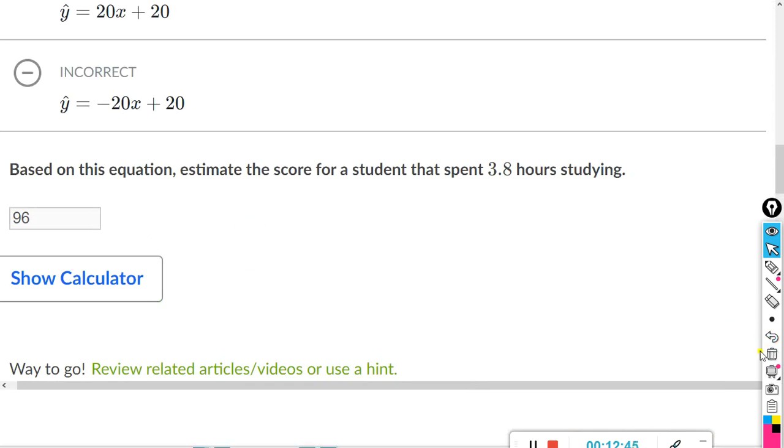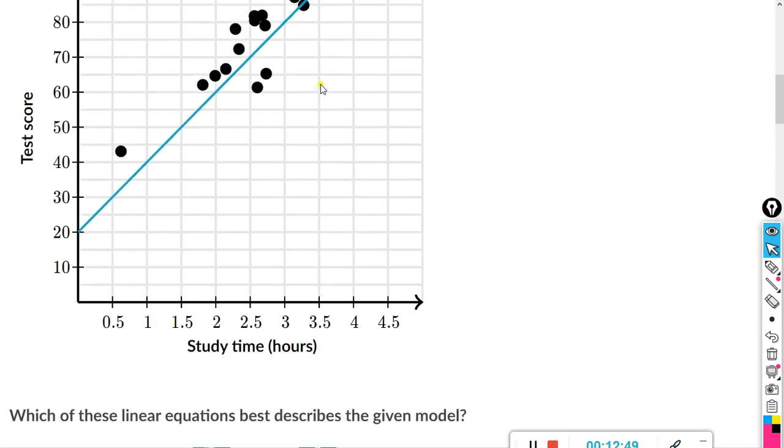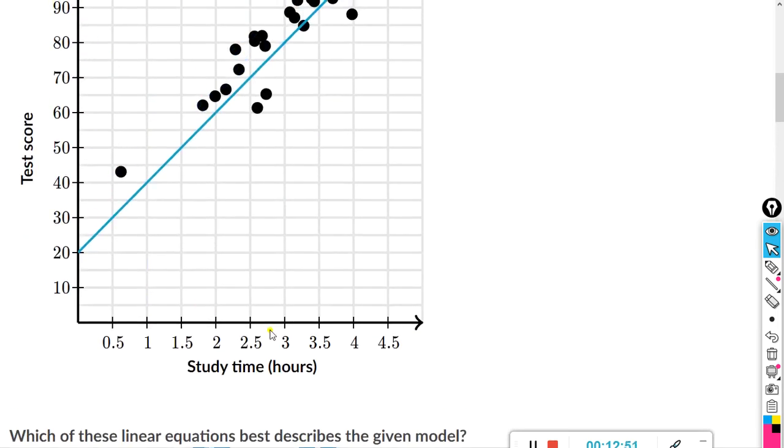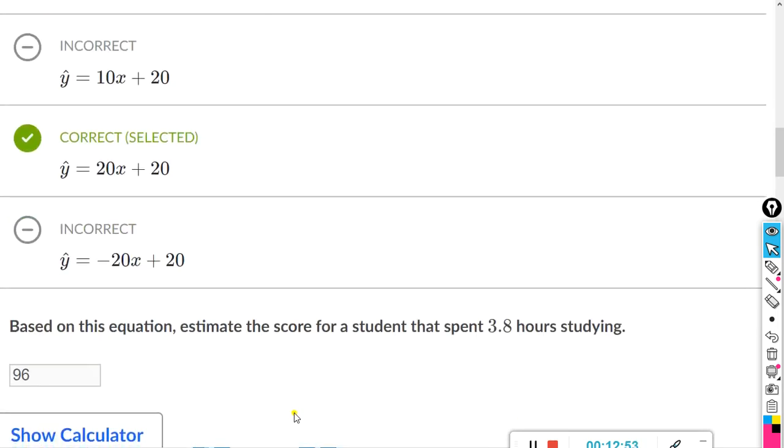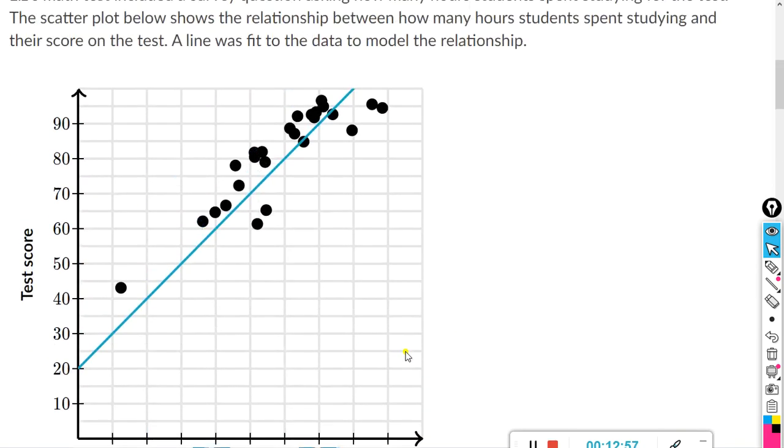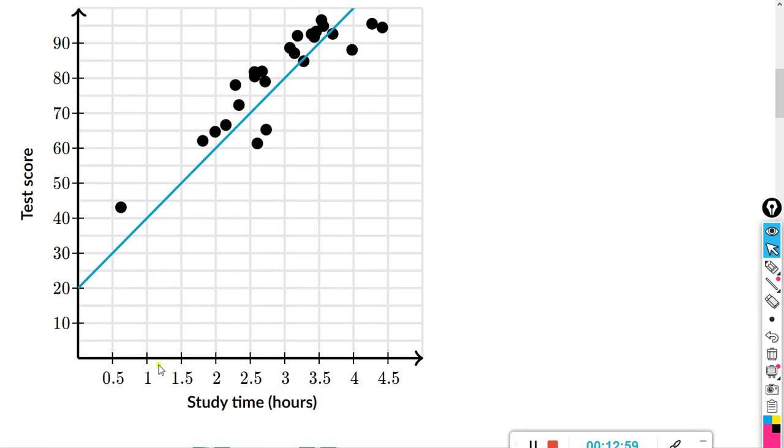And just be careful. Sometimes it might say that it's in thousands or something like that, so you have to check the axes. One time it said how many years after 2000, so you have to be careful and see what these numbers mean.